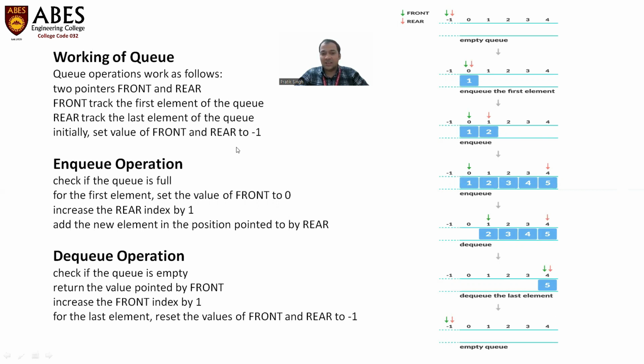Now, the enqueue operation. Before inserting a new element to our queue, first we check whether the queue is full or not. If the queue is full, then no operation is performed. Otherwise, for the first element, set the value of front to 0 and increase the rear index by 1. Add the new element in the position pointed to by the rear. In the dequeue operation, check if the queue is empty; if so, no dequeue operation is performed. Otherwise, return the value pointed to by the front and increase the front index by 1. For the last element, reset the values of front and rear to -1, as you saw in our given figure.